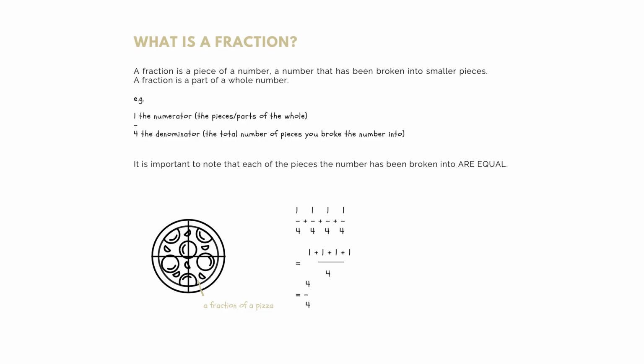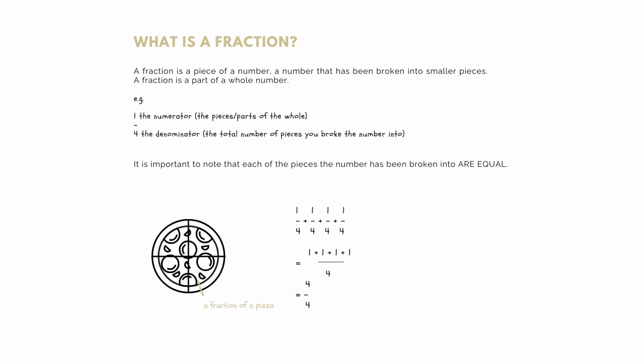So the numerator focuses mainly on the pieces or the parts of the whole, whereas the denominator tells us the total number of parts the whole was broken into. Something about fractions that is very important for you to understand is that each of the pieces that the number was broken into are equal. So for example, let's say you have a pizza. This one whole pizza has been broken up into 4 equal slices. That then means that each slice of pizza is 1 out of 4. Therefore, 1 out of 4 plus 1 out of 4 plus 1 out of 4 plus 1 out of 4 will give you a total of 4 out of 4 slices of pizza, thus making one whole pizza.